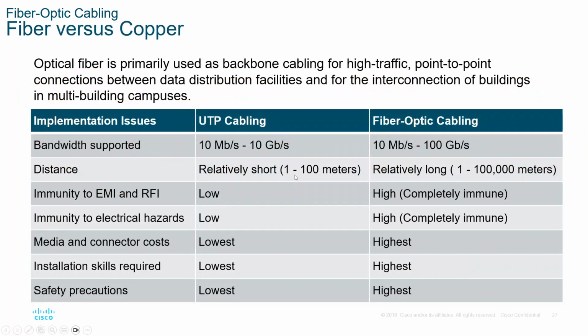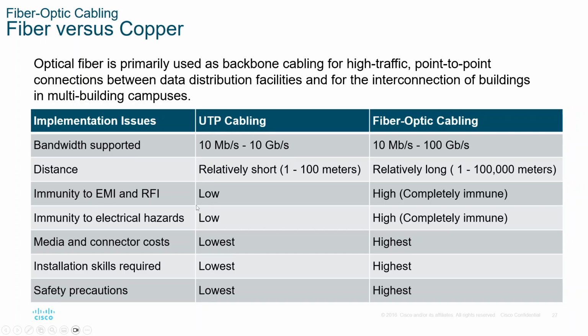Okay, here's the bandwidth of fiber optic cable, fiber versus copper. Bandwidth supported, UTP cabling up to 10 gigabits per second, fiber optic 100 gigabits per second. But I think it has increased for UTP cabling. Now UTP is also probably 100 megabits per second. Distance, UTP is short, fiber optic is long.